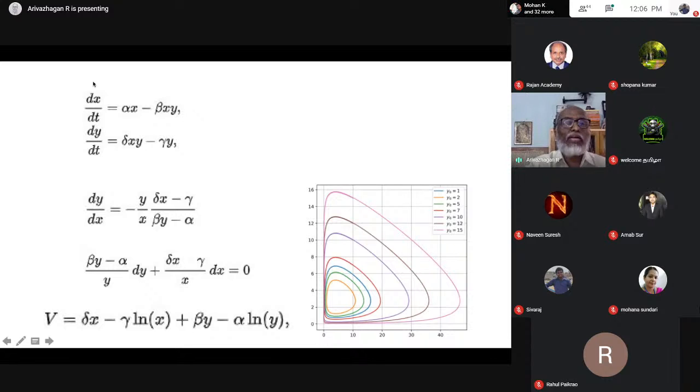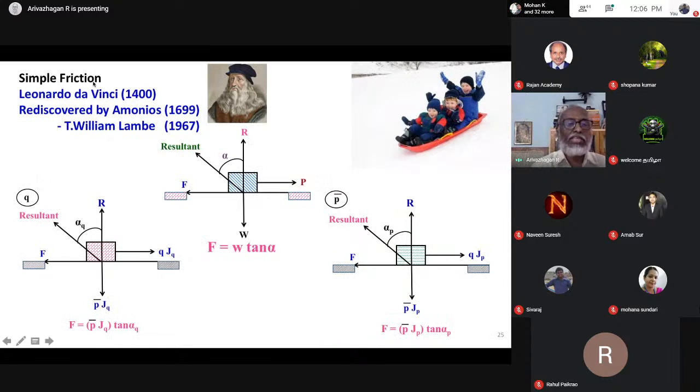Then the fourth one, it is also very interesting. This is also well known as simple friction, Coulomb friction or dry friction. In the 14th century, Leonardo da Vinci formulated the simple friction concept in 1400. It was rediscovered as the famous Amontons' law in 1699. It was well defined by Lampe in 1967. It's a very simple explanation here. These are all well known about this concept here, friction.